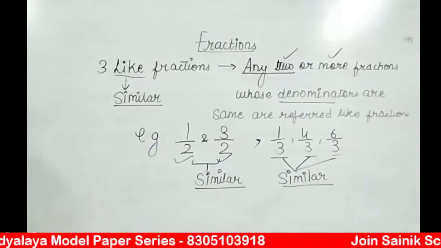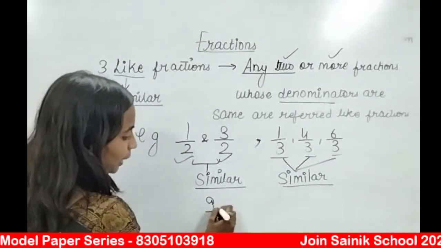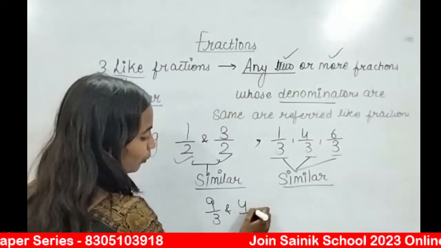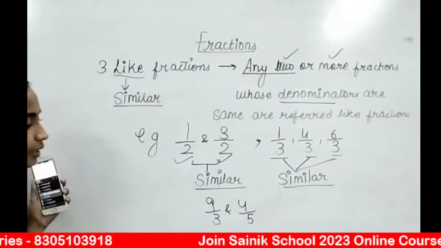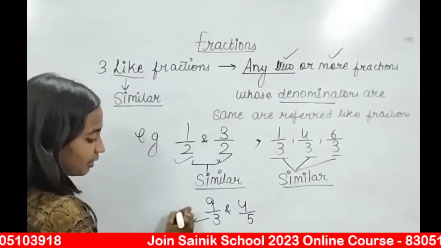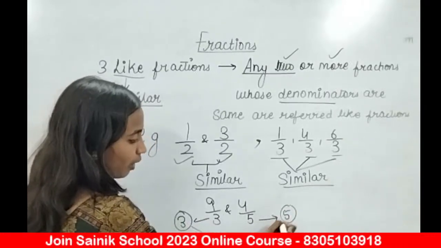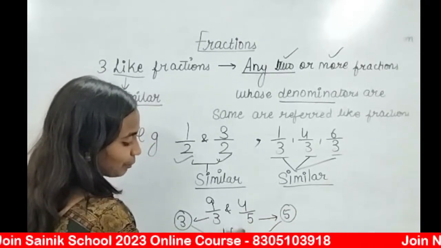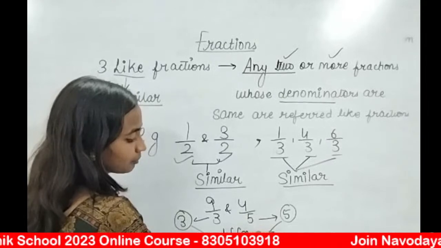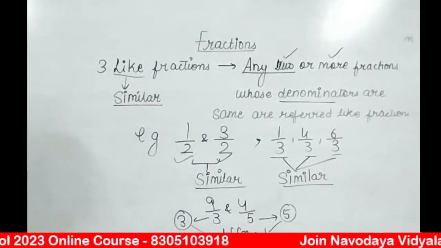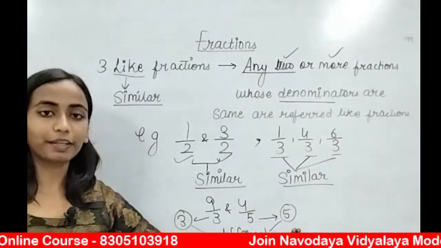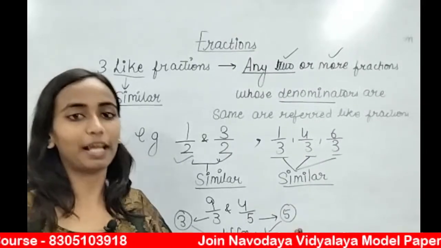No, Kushal. Have a look. 9 by 3 and 4 by 5. What is the denominator here? In the first fraction it is 3. In the other fraction it is 5. These two are different. Are they similar? No. They are not similar. These two denominators are different. So these are not the examples of like fraction.